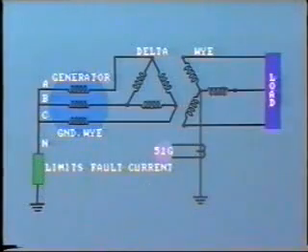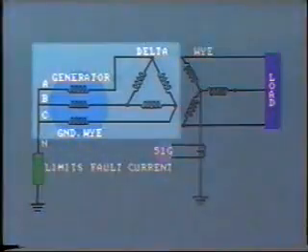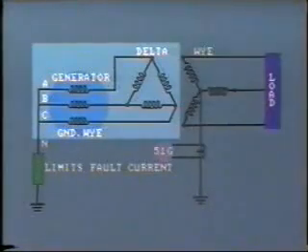For example, in the case of the generator, we are protecting against a ground fault within the generator itself, or the short length of line, cable, or bus to the transformer.